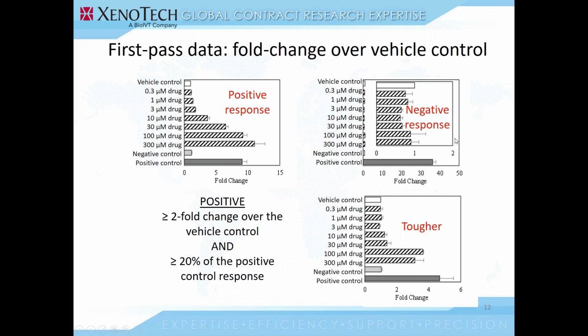This one is what a negative response looks like, and because it's so negative, we have to blow it up. Basically, all of the drug concentrations are floating around the vehicle control, which is setting us at 1. But the negative control did what it's supposed to do, nothing happened, and the positive control did exactly what it's supposed to do. It induced beautifully, so we're very confident that the induction pathway was working, and this is a true negative.